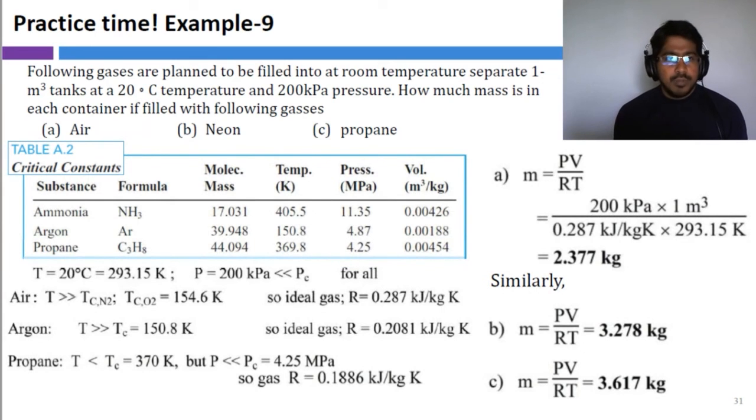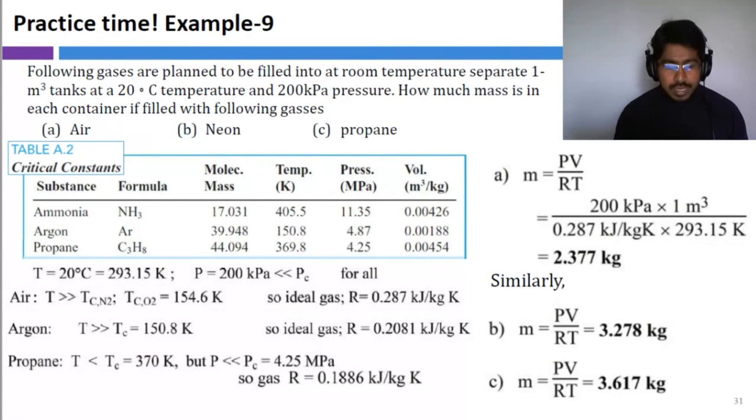The question says: the following gases are planned to be filled into separate 1 cubic meter tanks at room temperature, 20 Celsius and 200 kilopascals pressure. There's a typo, I believe. How much mass is in each container filled with the following gases? When we see this question, we feel the urge to use the ideal gas equation. But before using it, we need to check whether we can use the ideal gas assumptions for this condition.